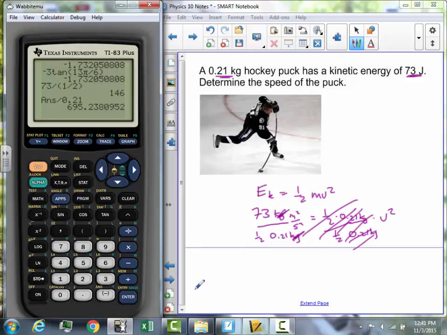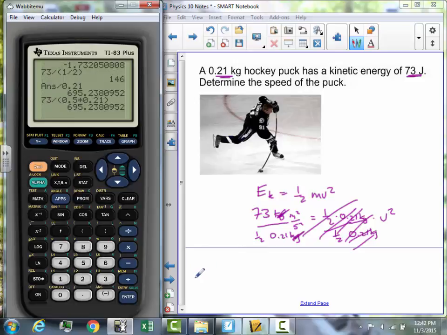Anybody able to get that number in their calculator? So I did 73, I divided by 1/2. And then I divided by 0.21 as well. Here's another way you could do it if your calculator operates like this. You can go 73 divided by bracket 0.5, because that's 1/2. And then you could times by 0.21. But since it's in like this bracket underneath the divided by sign, they're both being divided. Either way, you need to get this number here.